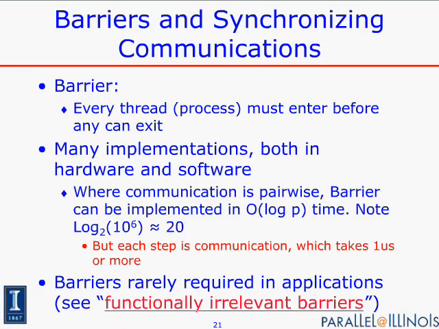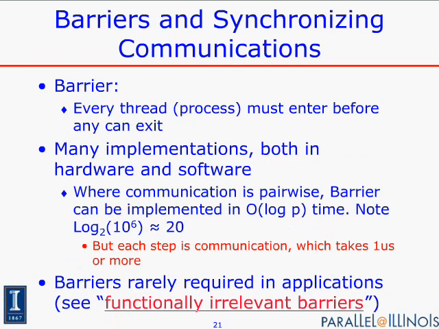In a lot of these calculations, we have things that are called barriers or synchronizing communications. So a barrier is pretty simple. The definition of a barrier is it's a step where every thread or process has to enter the barrier before any of them can exit. There are all sorts of ways to implement this, both in hardware and software. Some of the high-end parallel computing systems, in fact, made extensive use of specialized hardware to get very fast barriers. You can also do this by exchanging messages.